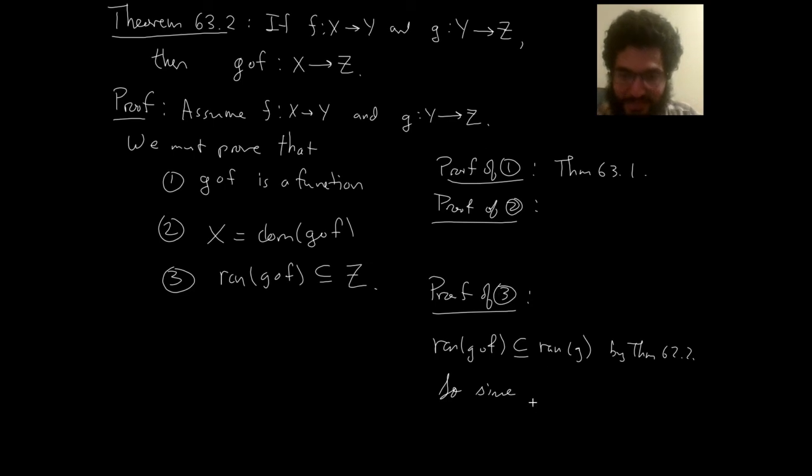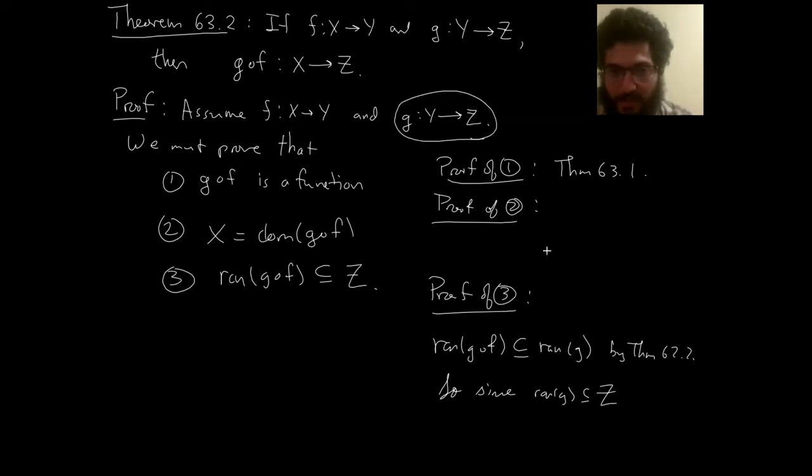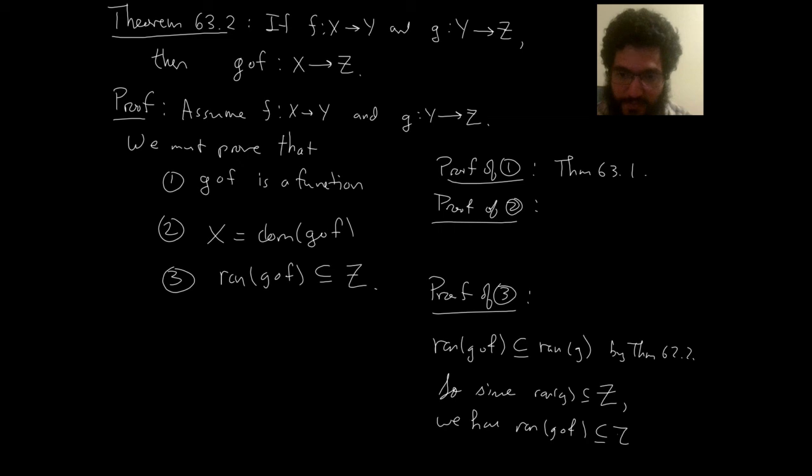Okay, so since the range of G is a subset of z, that is part of what is meant when we say G maps y to z, right? That the range of G is a subset of z. Then we have, by the transitivity of inclusion, that the range of G composed with f is a subset of z. So that's the proof of 3. Now for the proof of 2. So that one is the most interesting.